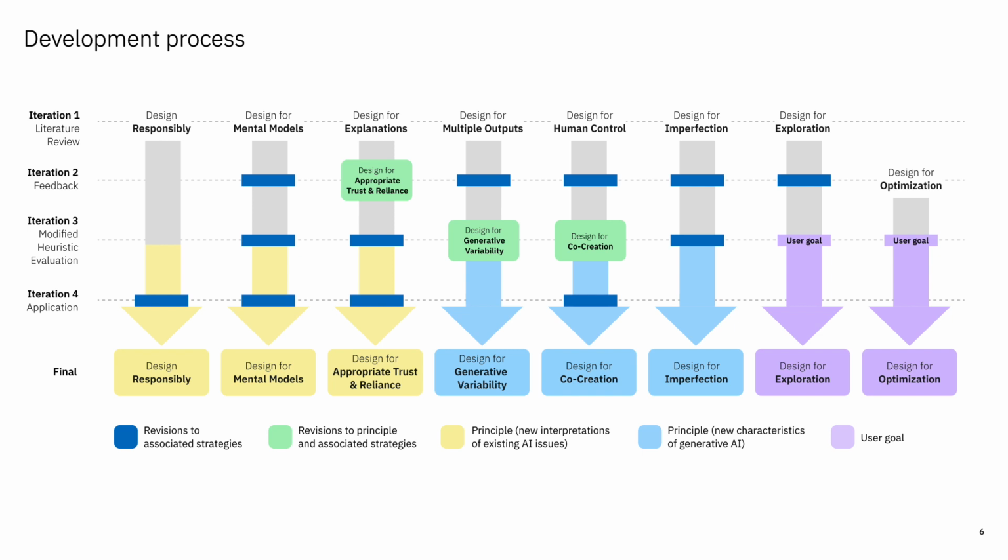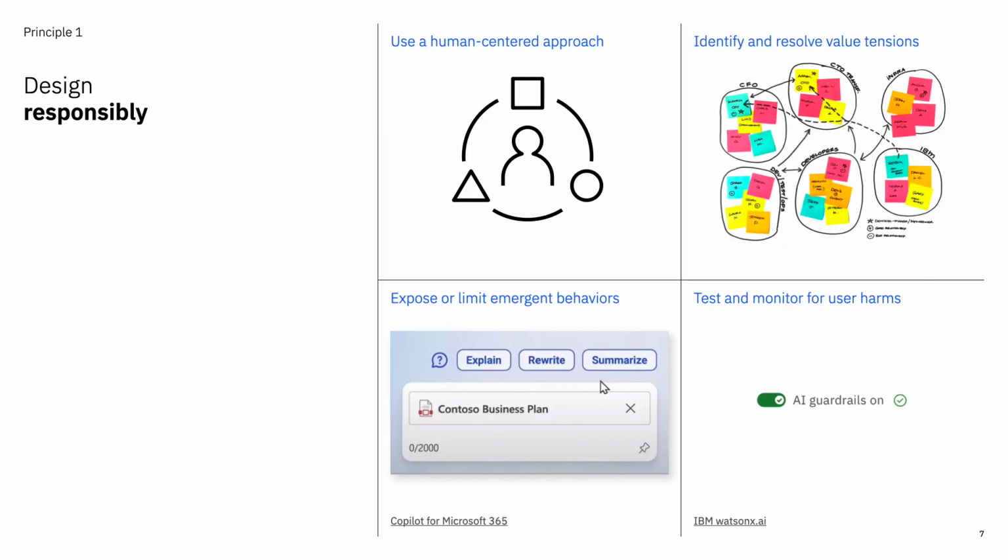So that's a summary of how we developed the principles, and now I'll give an overview of each of the 6 design principles and their associated strategies. Our first principle is to design responsibly, and this is something we should be mindful of when designing any product, with or without AI.